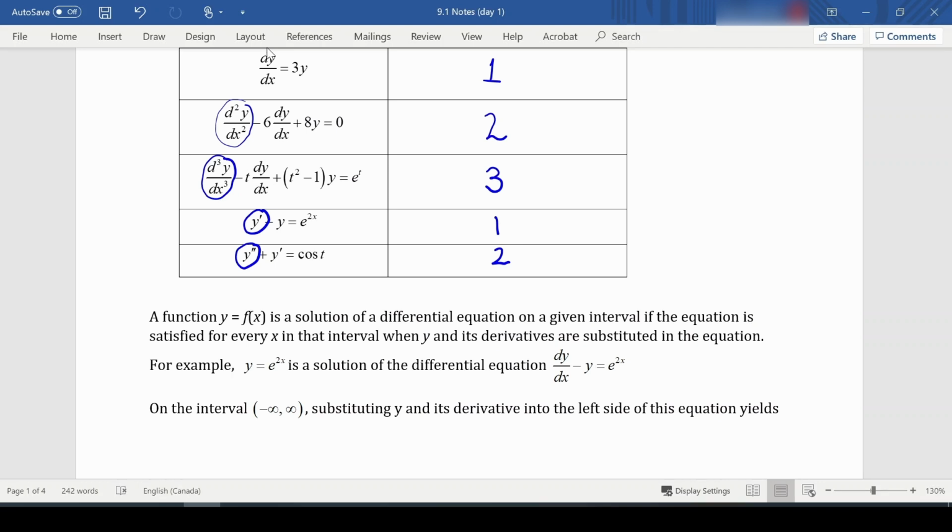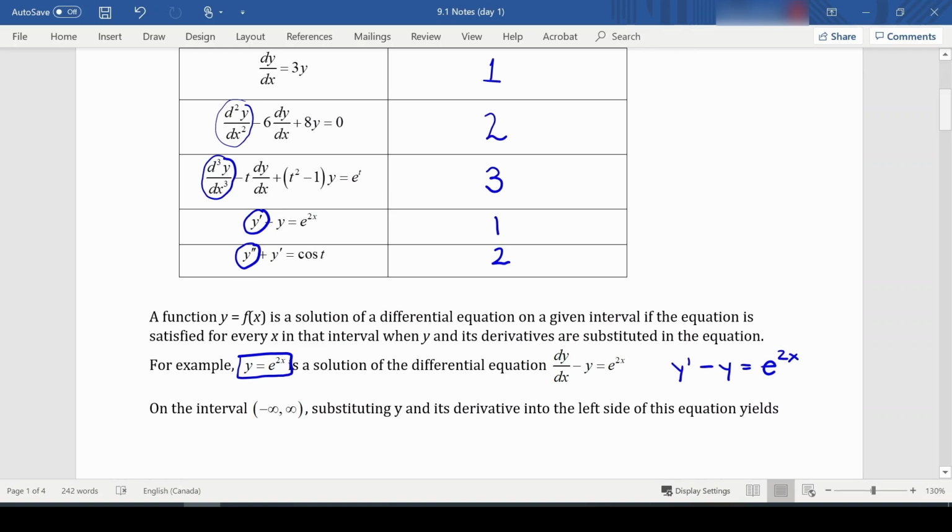So for example, y equals e to the power of 2x is a solution of the differential equation dy dx minus y equals e to the 2x. Or in other words, y prime minus y equals e to the 2x. It doesn't matter if we use dy dx or y prime here. It is more common in a differential equation that you will be using dy dx.